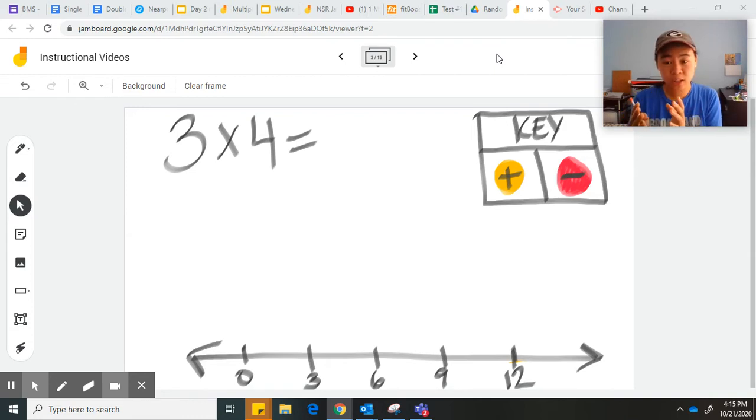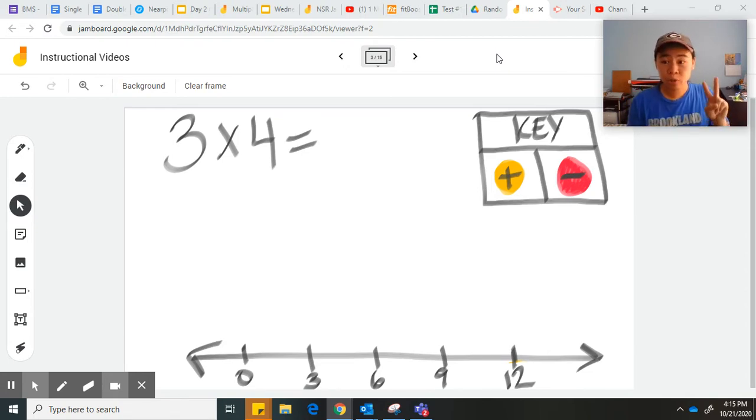So you're going to look at your key and know that in my key for this problem, yellow counters are going to be positive and red counters are going to be negative. Now this could be anything. It could be a red apple and a green apple, a blue dot or an orange dot, a yellow dot and a red dot, anything. So you need to make sure that you're looking at the key so you know what is positive and what is negative. My key says my positive numbers are going to be represented by a yellow counter. So I looked at my key.